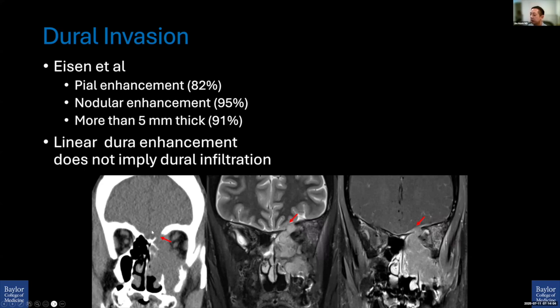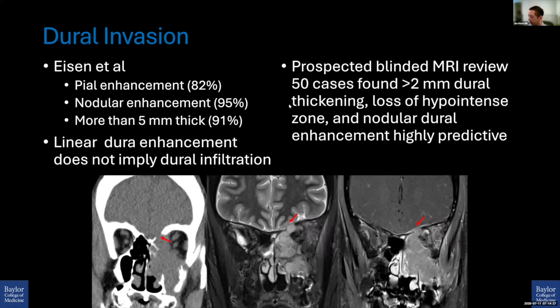So let's say with this case, we can see the left sinonasal mass has eroded the anterior cranial fossa, and then you get the MRI to better look for dural invasion. Linear dural enhancement does not imply dural infiltration. It could just be reactive. So on a prospective blinded MRI review of 50 cases, they found that greater than 2 millimeter dural thickening, loss of the hypointense zone, and nodular dural enhancement was highly predictive.